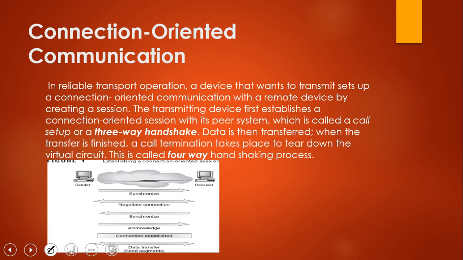This is the three-way handshake protocol. In reliable transport, a device that wants to transmit sets up connection oriented communication with a remote device by creating a session. The transmitting device first establishes a connection oriented session with its peer system, which is called a call setup or three-way handshake. Data is then transmitted, and when the transfer is finished, a call termination takes place to tear down the virtual circuit. This is called four-way handshaking.